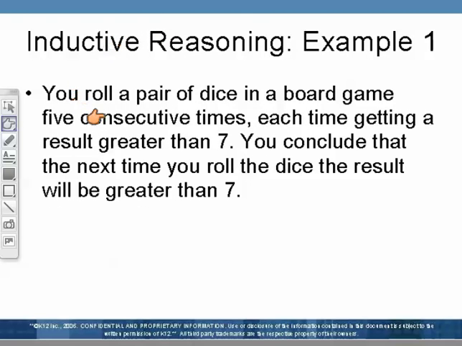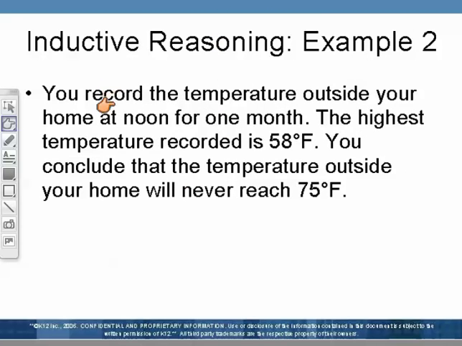Now, inductive reasoning. If you roll a pair of dice on a board game 5 consecutive times in a row, each time getting a result greater than 7, you conclude your next time you roll the dice will be greater than 7. That is inductive reasoning. You record the temperature outside your room at noon for a month. The highest temperature recorded is 58 degrees. You conclude that the temperature outside your home will never reach 75 degrees.